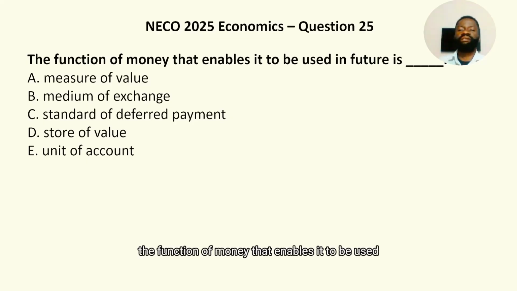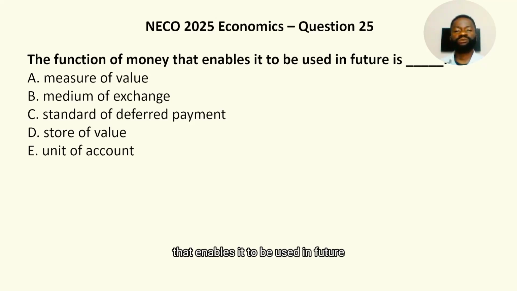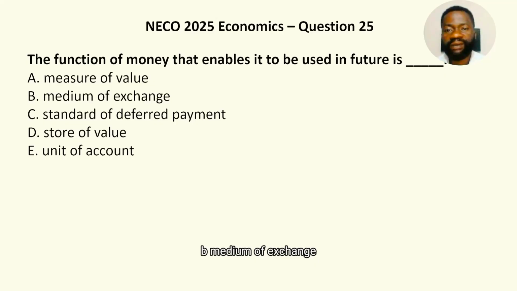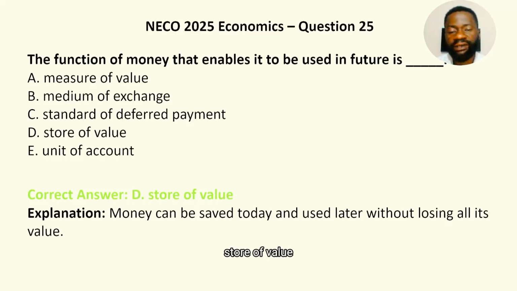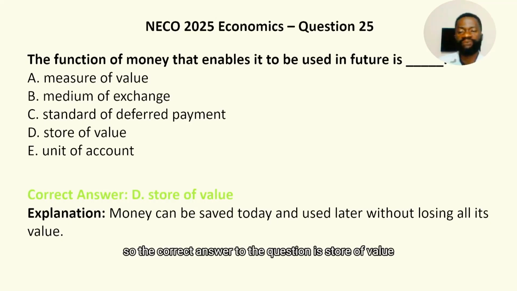The function of money that enables it to be used in future is dash. A. Measure of value. B. Medium of exchange. C. Standard of deferred payment. D. Store of value. And E. Unit of account. The correct answer is option D, store of value. Money can be saved today and used later without losing all its value. So the correct answer to the question is store of value.